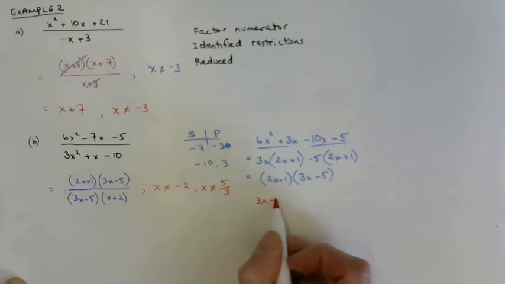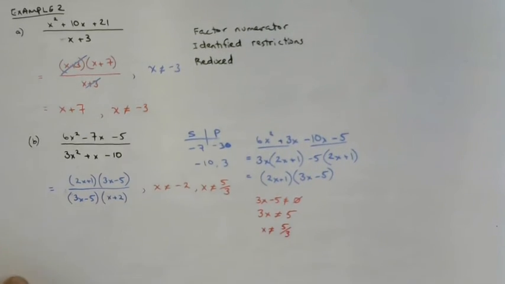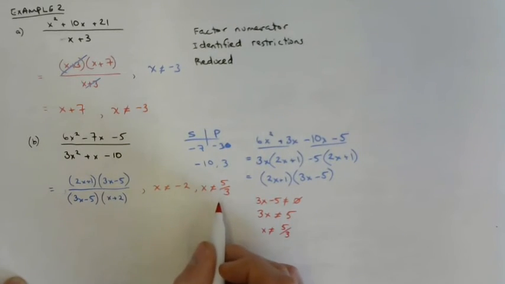You know that 3x minus 5 can't be 0. So write that. 3x minus 5 can't be 0. Add 5 to both sides. 3x can't be 5. These are the same statement. Okay? I want to find out not what 3x can't be, I want what x can't be, so I divide both sides by 3. I get x can't be 5/3. Okay? Plug that back into my restrictions.